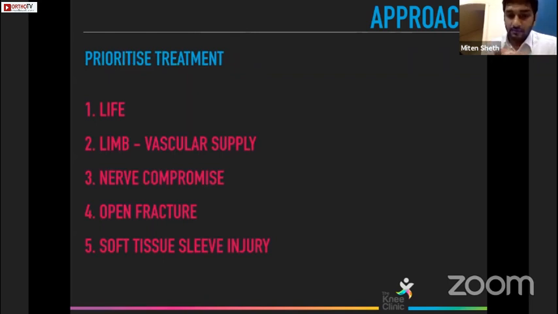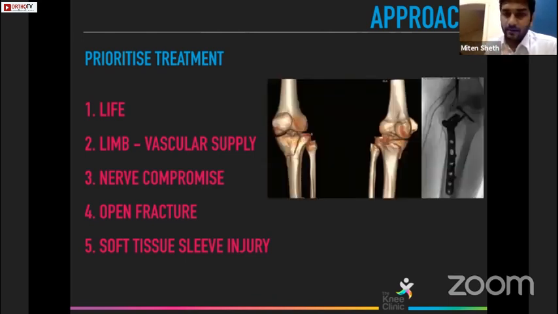Of course, life is important. So it doesn't go to say that this talk propagates the fact that all ligament injuries with tibial plateau fracture should be handled. The limb comes next, and the vascular supply is very important. So certain fractures, certain PCL avulsions because of great hyperextension injuries, certain KD5 dislocations are accompanied with popliteal artery issues.